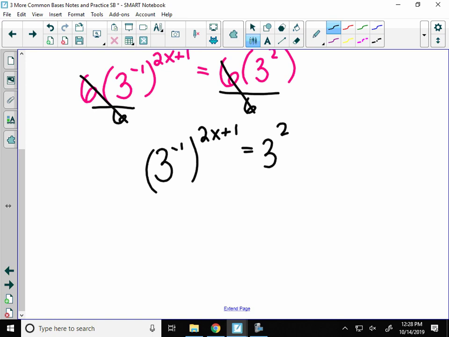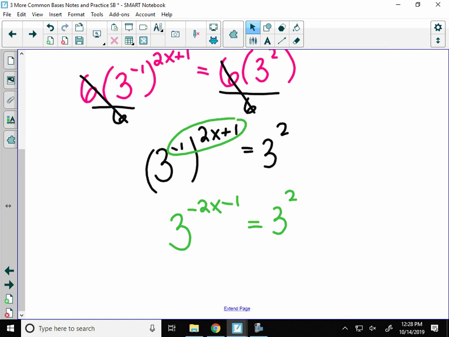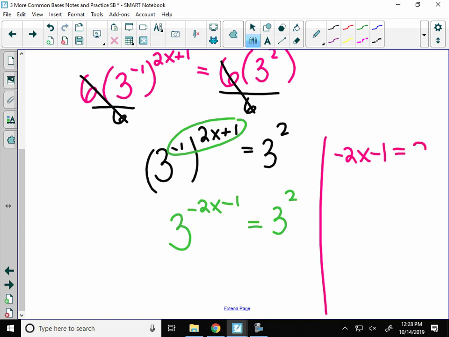So all I have left to do is multiply these exponents together. So I'd have 3 to the negative 2x minus 1 equals 3 squared. Does that make sense now? It looked a little different, but now it's the same. So now I will take my negative 2x minus 1 equals 2. Plus 1, is it? No, it's not. Negative 1 times 1 is negative 1. Add 1. And x equals negative 3 over 2.